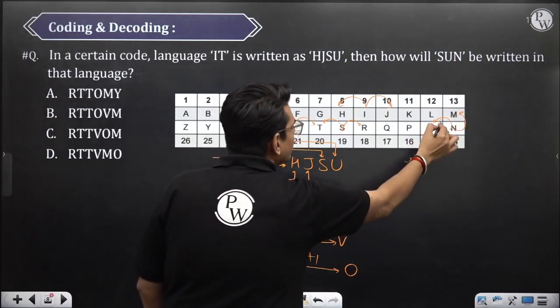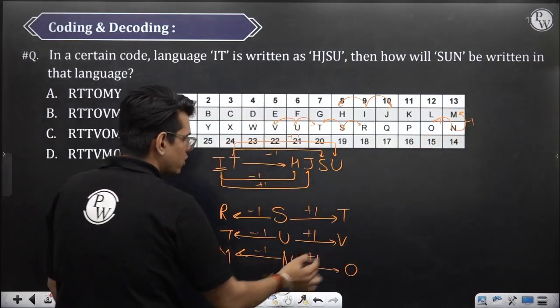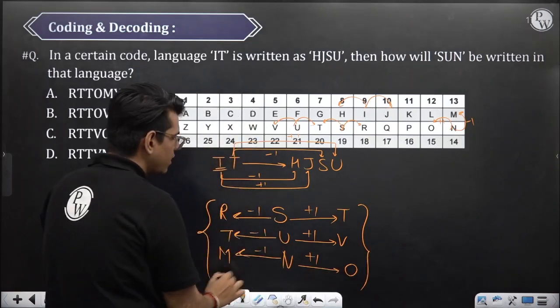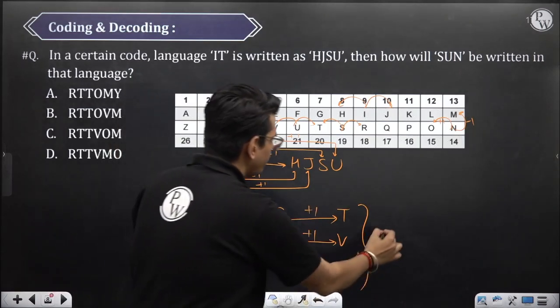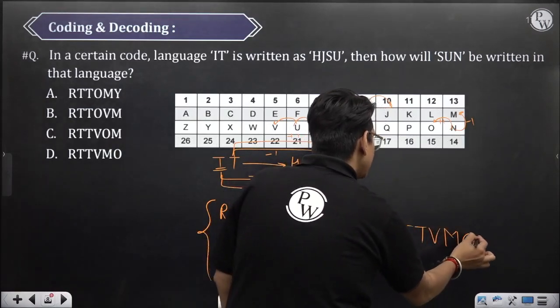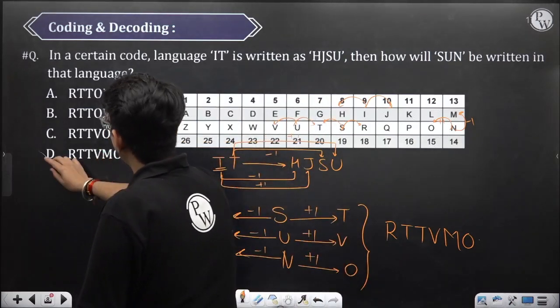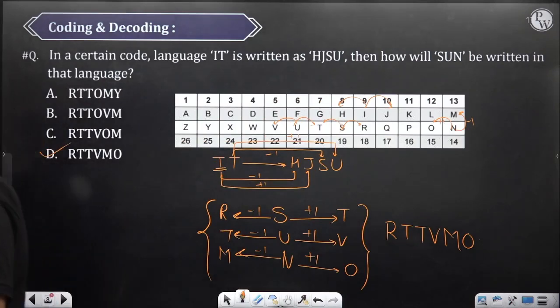This is plus 1 and this is minus 1. So this is M. So the code from this will be what? RTTVMO. Let's see the options now. RTTVMO is your option D. So option D is your correct answer. Right? Got it? Let's move to the next question.